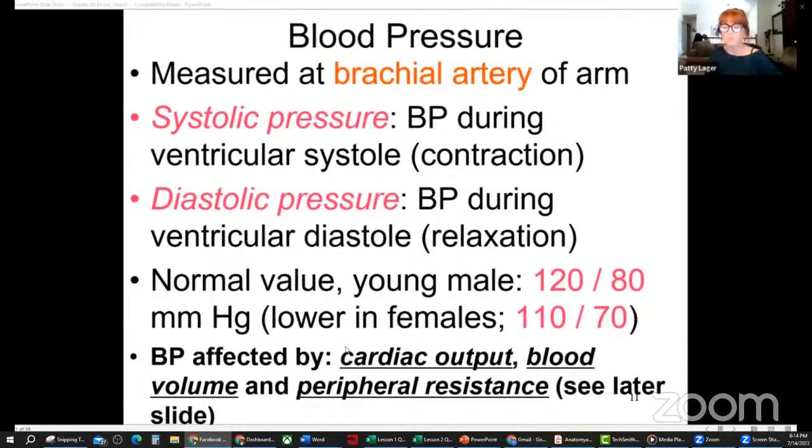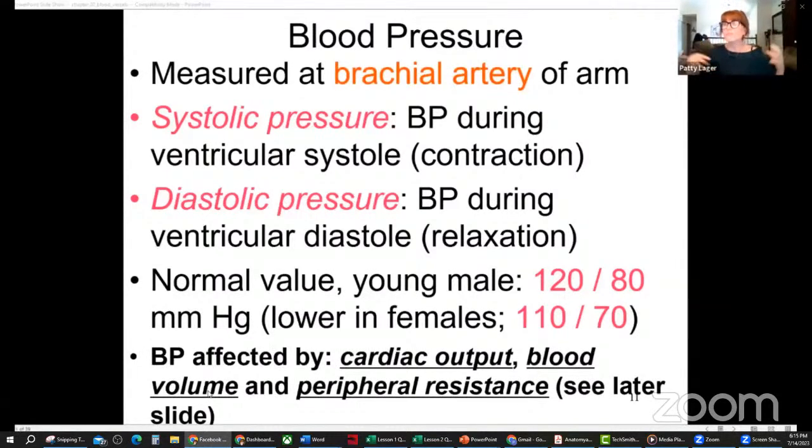So blood pressure is directly related to something called cardiac output. This was mentioned in the chapter 19 discussion. Cardiac output is basically the amount of blood our heart pumps out every minute. So if that amount is higher, that's going to put more pressure in the blood vessels, and that's going to cause a higher blood pressure. So they're directly related.